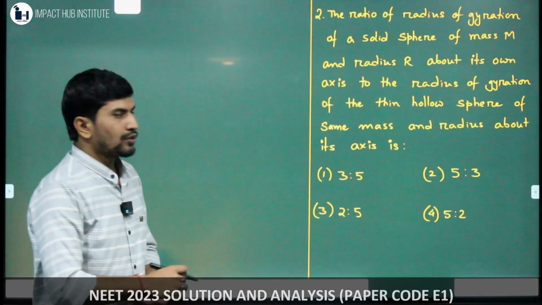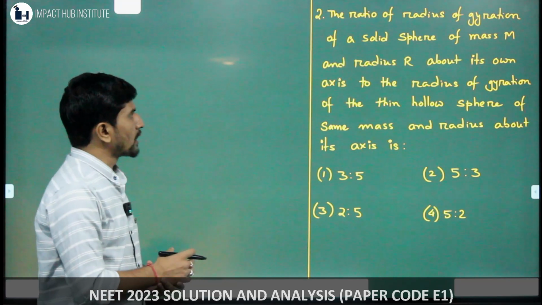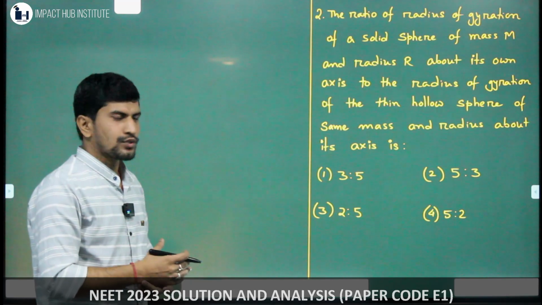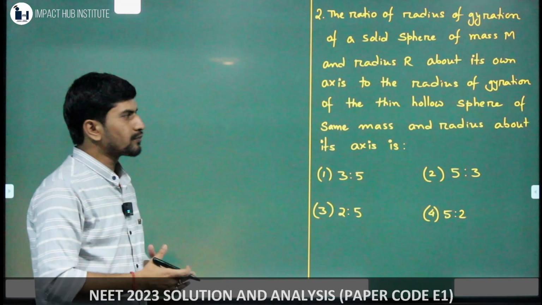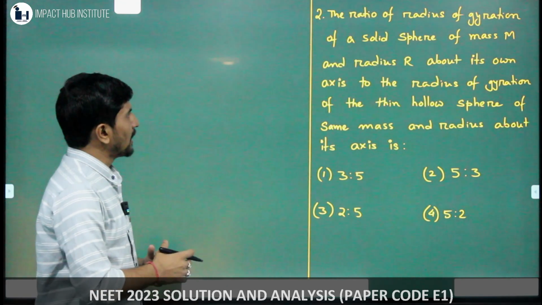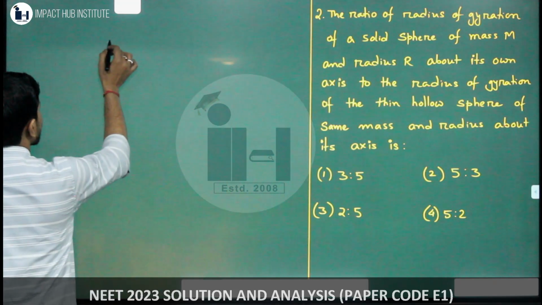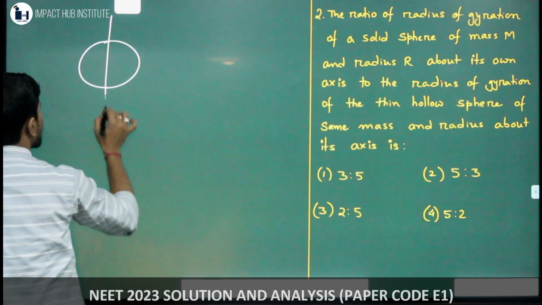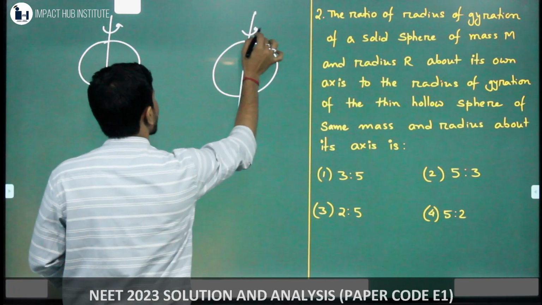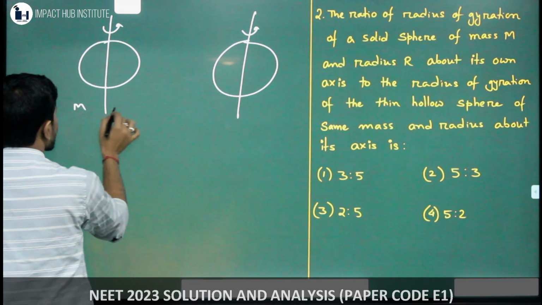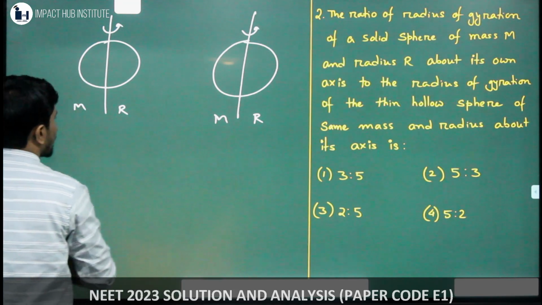Okay, so this question mentions that there are two bodies, one is a solid sphere, another one is a hollow sphere, and both rotate about their own axis of rotation, and then we have to find the ratio of the radius of gyration. If I want to draw the situation, it will be like this. This is my solid sphere and let's say this is my hollow sphere. According to the description given in the question, mass and radius of both the spheres are equal and we are supposed to calculate the ratio of the radius of gyration.